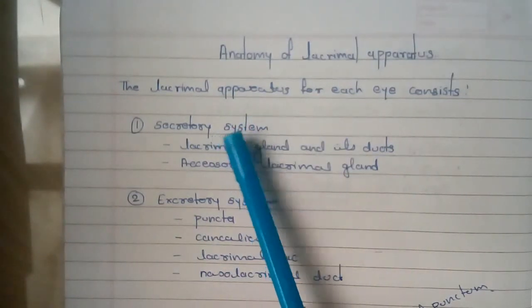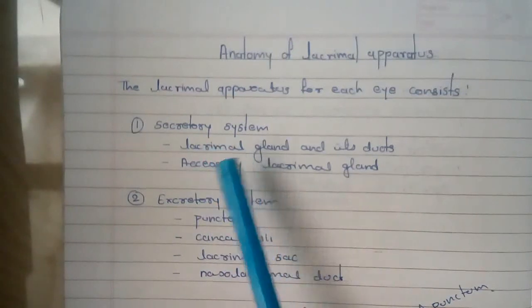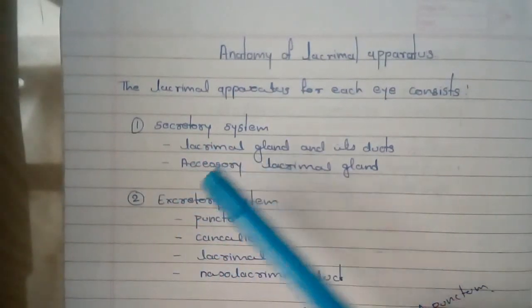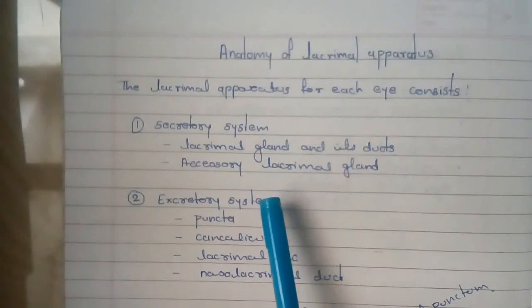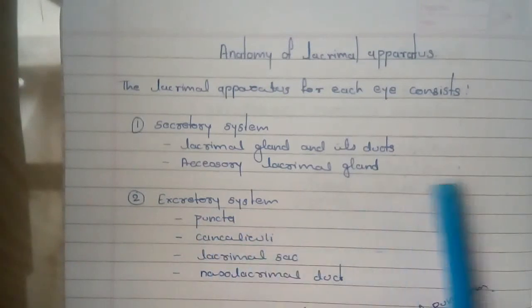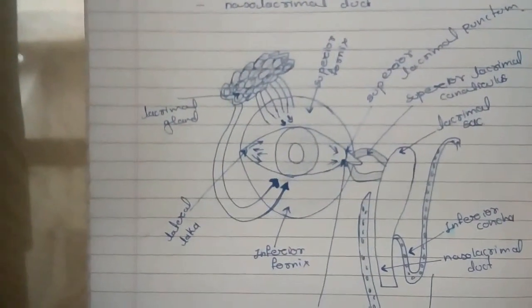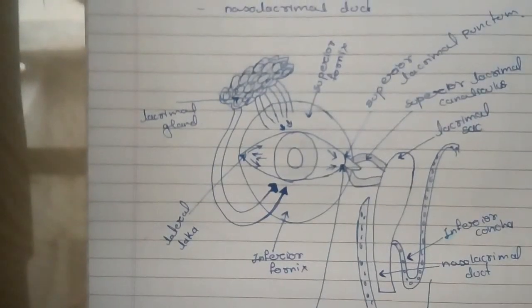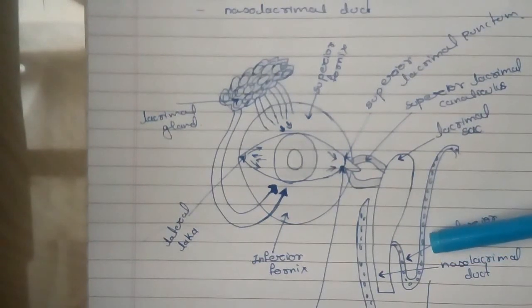We had seen the secretory system in another video. Now in this video we are going to see the excretory system. Before going to the excretory system, first we are going to see the lacrimal apparatus. Here I have drawn the diagram of lacrimal apparatus.